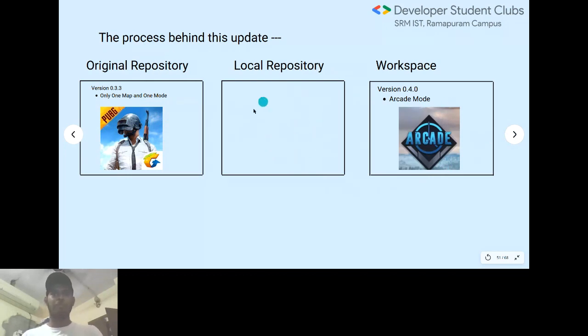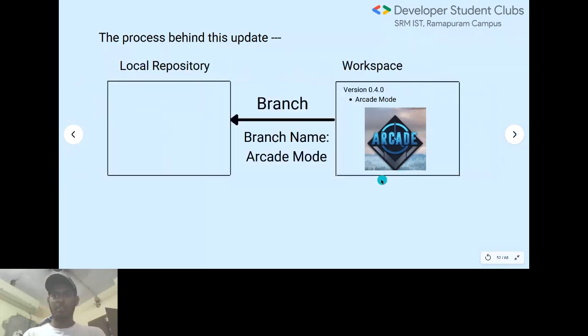So how does it happen now? The developer would first create a local repository in GitHub or Bitbucket, any version control storage space provided by a company. So I will create a local repository. Then I will create a branch name. Since I'm creating a new feature for a project, I'm creating a branch. This branch name is arcade mode. You can have any name, like let's say version 0.4.0 is the branch name.